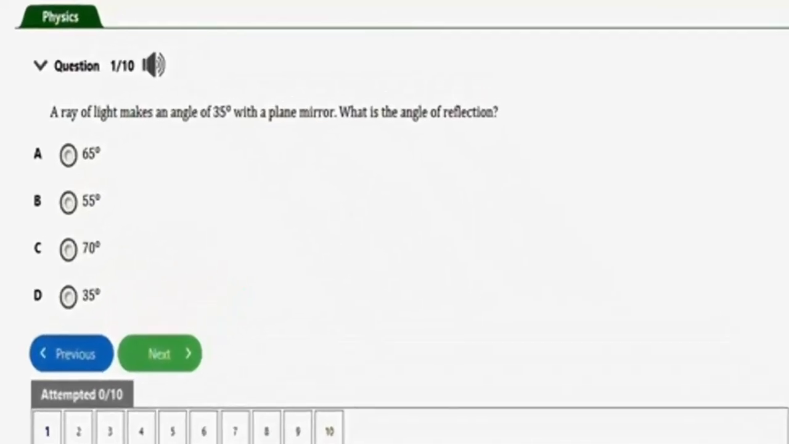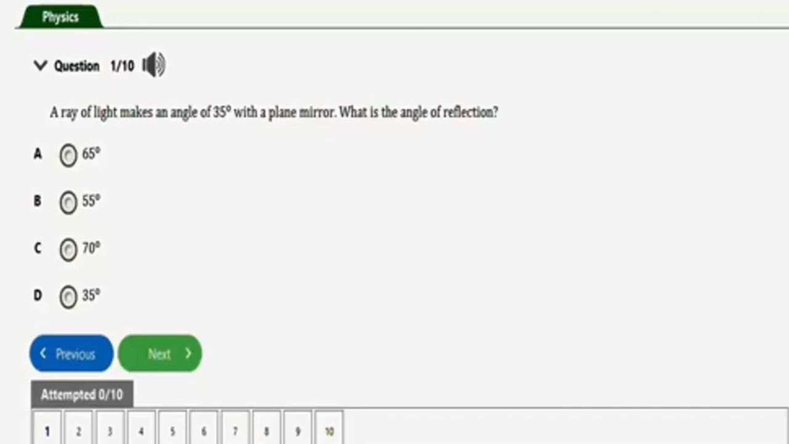In this video, we're going to learn how to solve these physics repeated questions under plane and curved surfaces, a reflection of light. So we're going to practice with 8 repeated questions for this subtopic. Let's get started. The first question I have here says, a ray of light makes an angle of 35 degrees with a plane mirror. What is the angle of reflection?